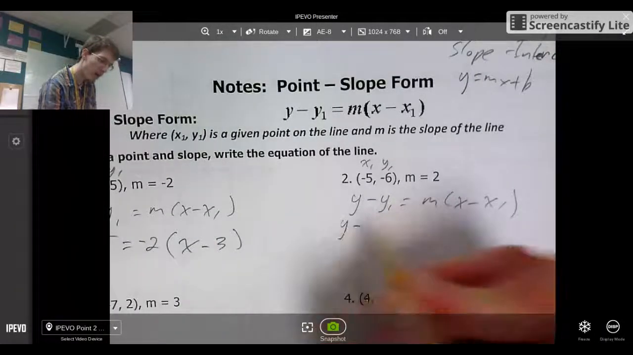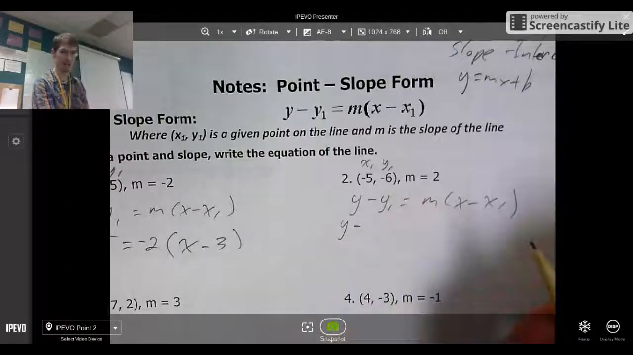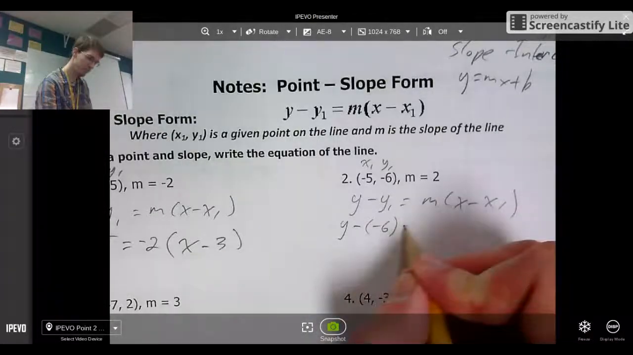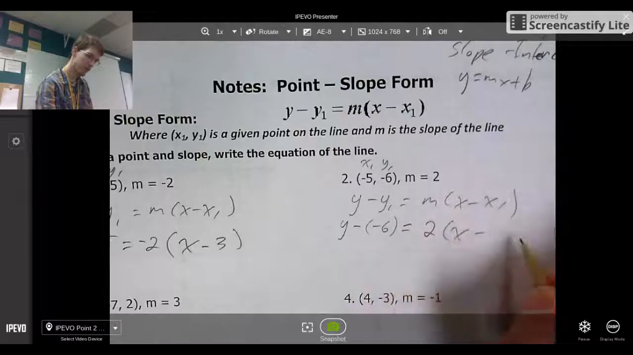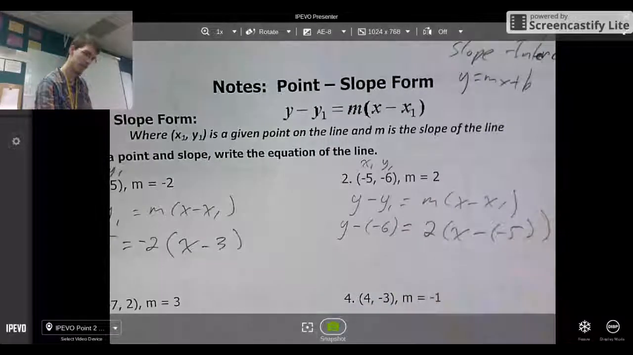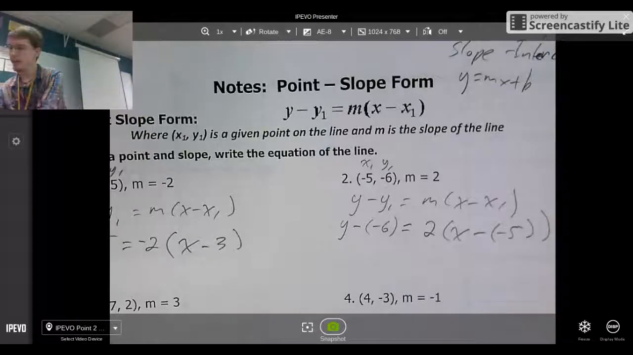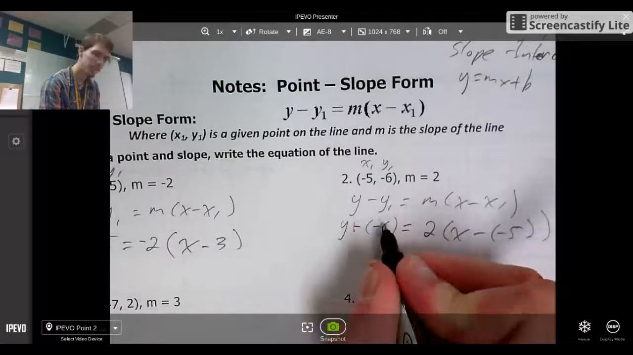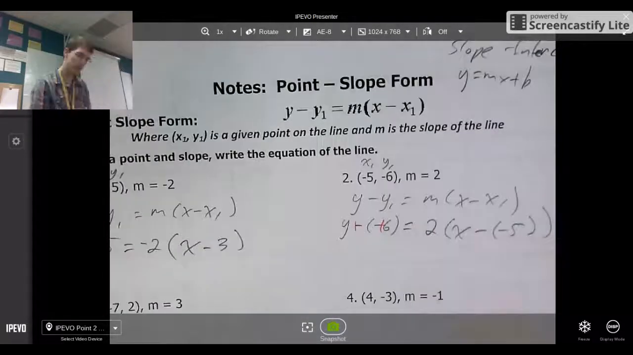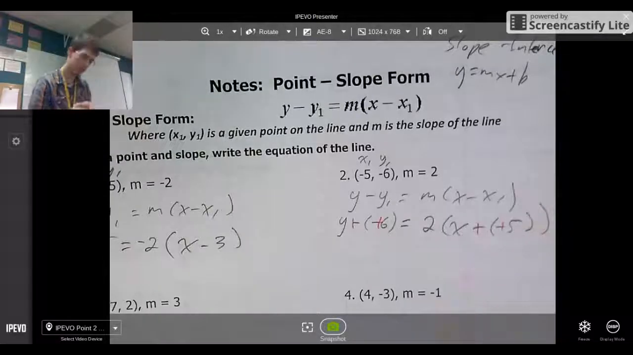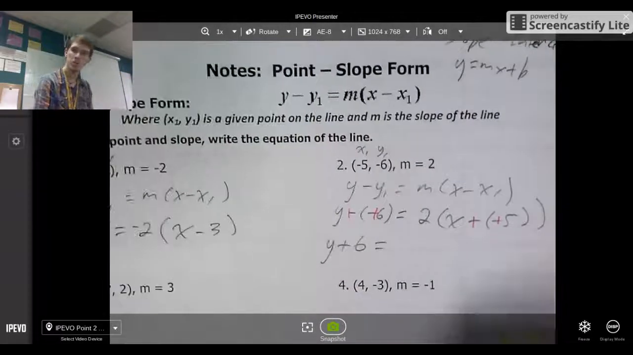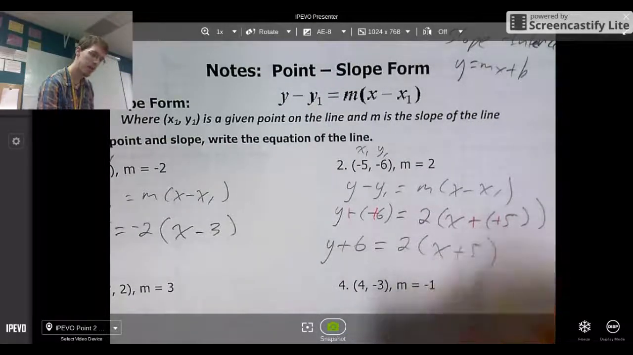So y minus y1. Well, now there's already a minus sign there, so I'm going to put in a minus a negative 6 equals m, positive 2, times x minus a negative 5. Well, if I have minus a negative, that's going to turn into addition, right? So subtracting a negative is the same as adding a positive. Same thing over here. So I could write that as y plus 6 equals 2, parentheses, x plus 5.